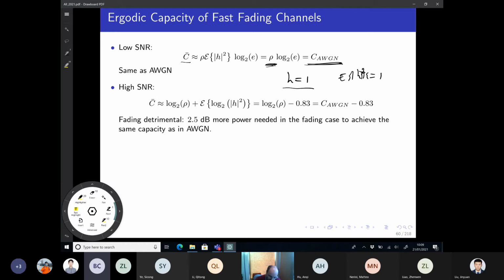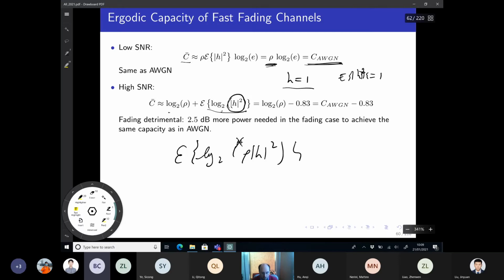Now, at high SNR, things are a bit different. At high SNR, you're going to have the log that we had before, log2 of rho a squared. You can break this into two, then take the expectation of this. This is at high SNR, so the 1 plus I discard. Now I take the expectation of this term. This is a random variable here, circularly symmetric complex Gaussian for h. So the magnitude is Rayleigh, the magnitude squared is exponential, and you can compute this expectation and find that this is minus 0.83 bits per second per hertz.